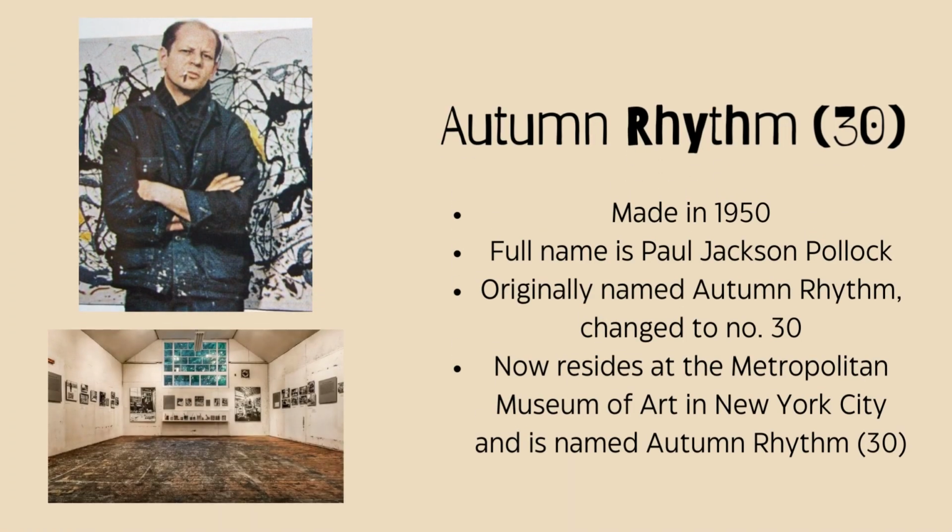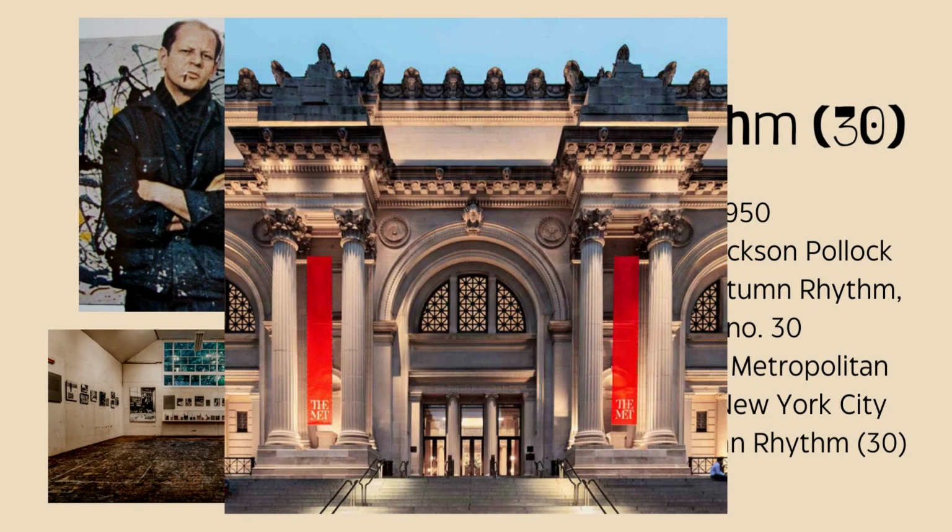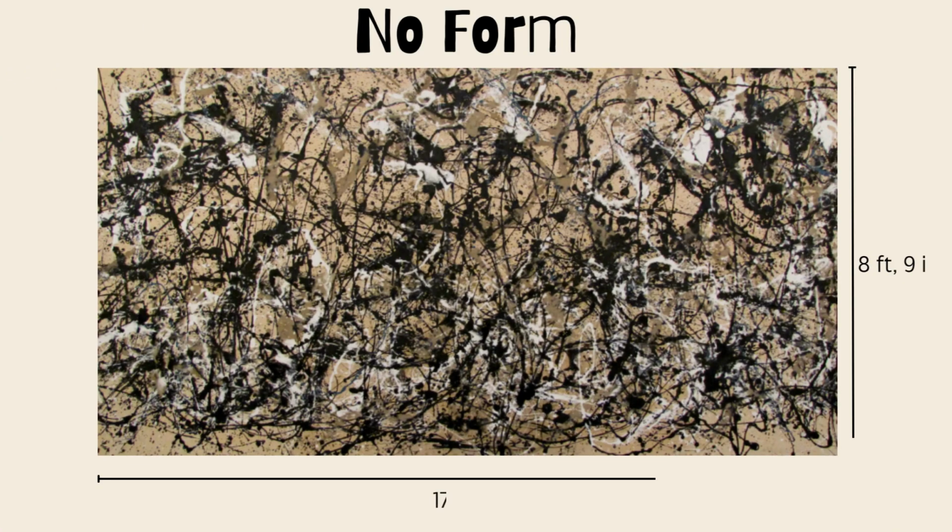Background. Made in a small shack in 1950, Autumn Rhythm 30 would come to be one of Jackson Pollock's most notable paintings and currently resides in the Metropolitan Museum of Art in New York City. Originally named Autumn Rhythm, it was changed to 30 and switched between the two until the Met finally compromised on Autumn Rhythm 30.